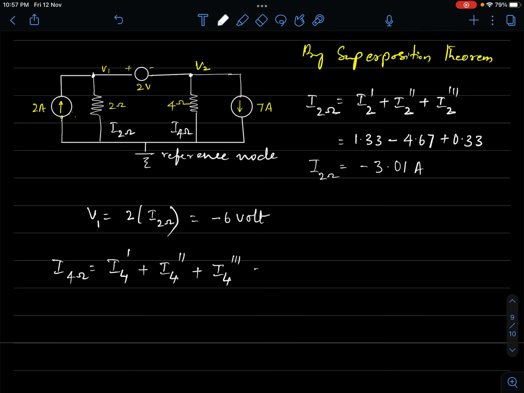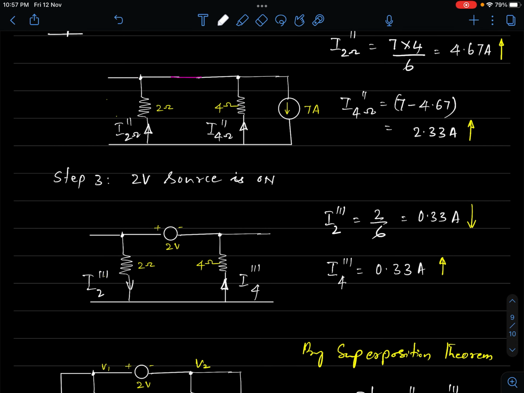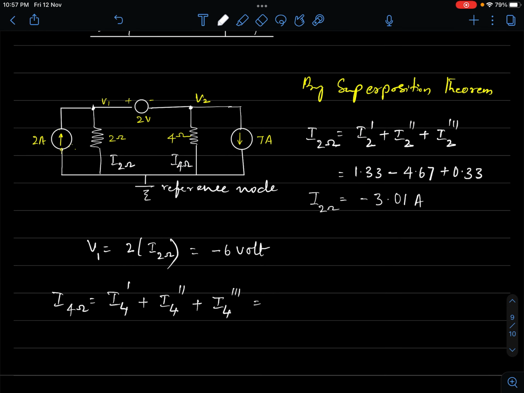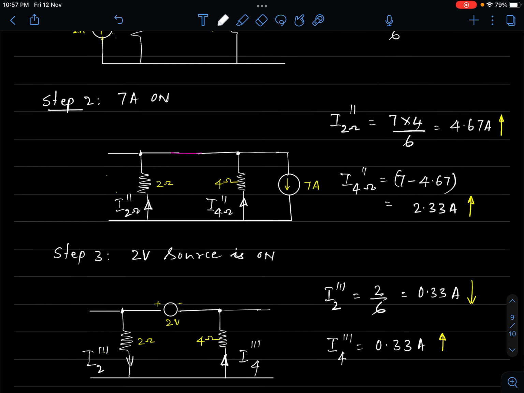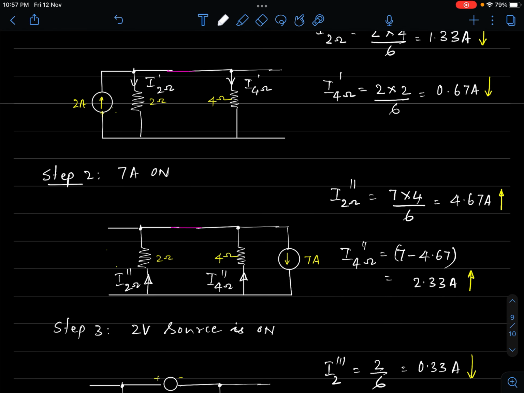Okay, what is I4? I4 is 2.33 upward current. So I'm taking upward current to be negative, right? I can do it anyway. I'm taking upward current to be negative, so let me take it that way. So I'll call this minus 2.33. Okay, upward current is negative.